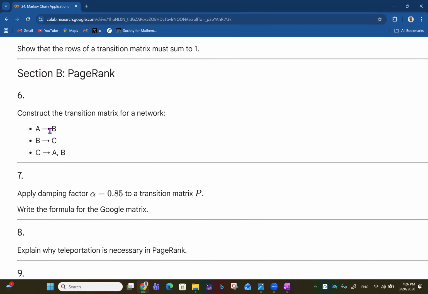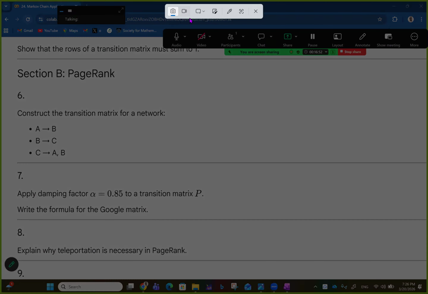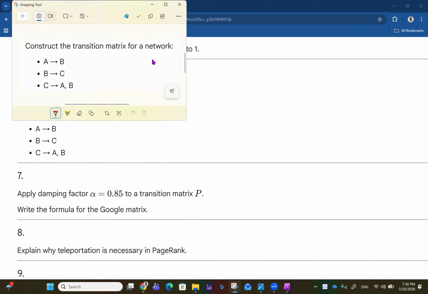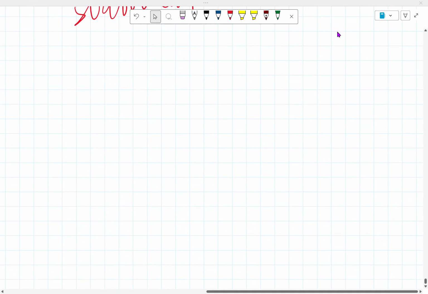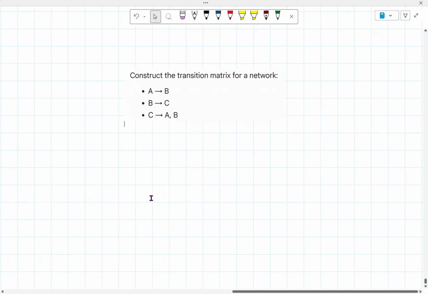Okay, so A only goes to B, right? So that means A goes to... Okay, maybe I want to try to do this. I want to snip. Let's go here. So I have this. I want to construct a transition matrix that follows this. So here now, I just come and paste. So we want to construct the transition matrix.